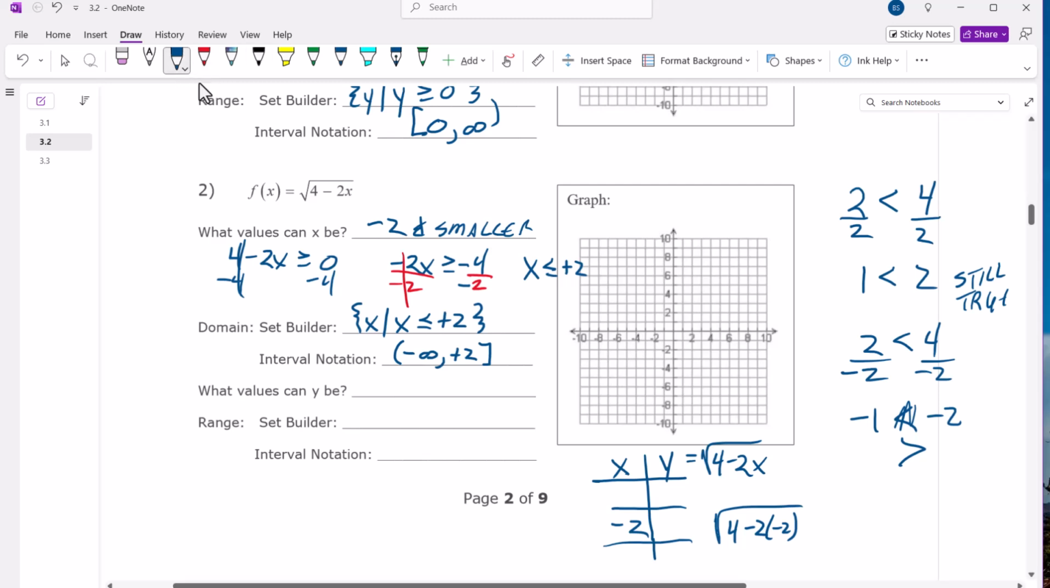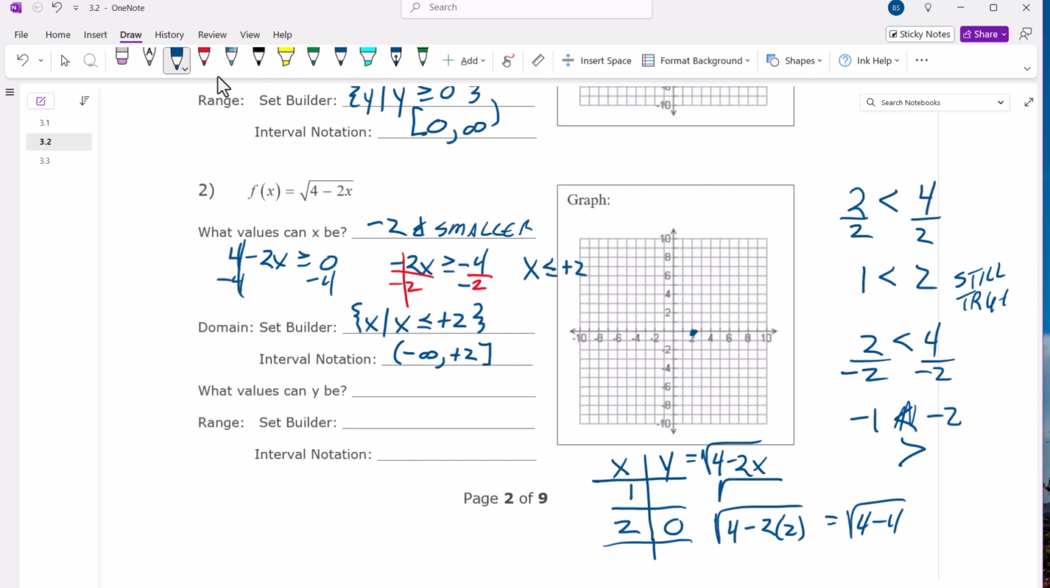So if we plug in a +2 on this, it would go like this. We'd have 4 minus 2 times 2. That would be the square root of 4 minus 4. So if x is 2, you get a point 2, 0. And then you would have to choose numbers smaller than 2, like 1. So if you did square root of 4 minus 2 times 1, you end up getting square root of 2, and so forth. And square root of 2 is about 1.4.